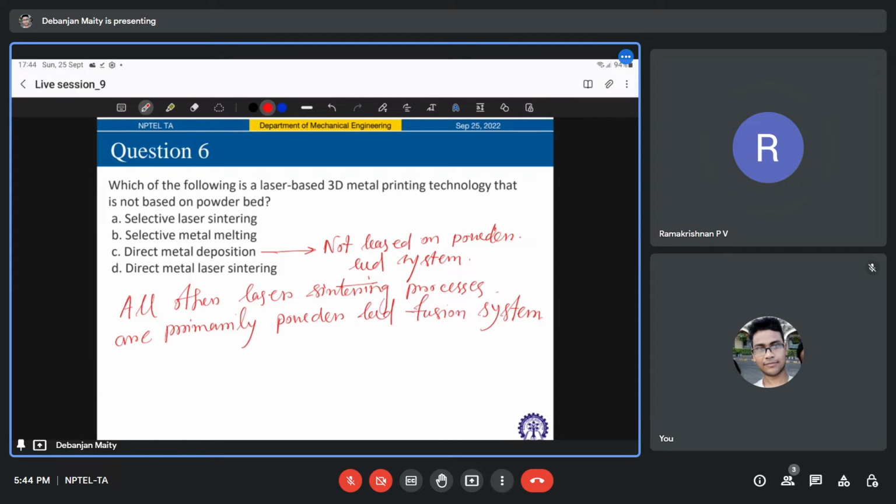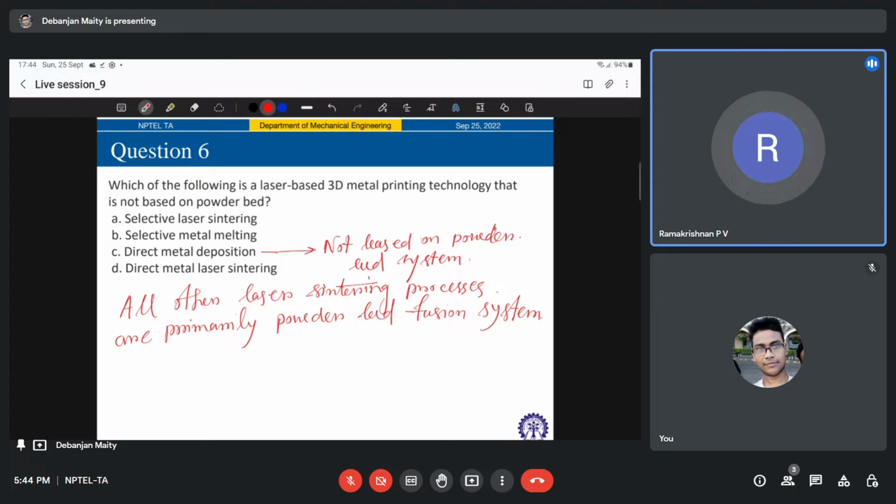Sir? Any question? Yes, sir. Can you please brief about what is meant by powder bed? Whether it is already completely filled with metallic powders, or at each cycle we replenish that bed with powders during each layer of the material.